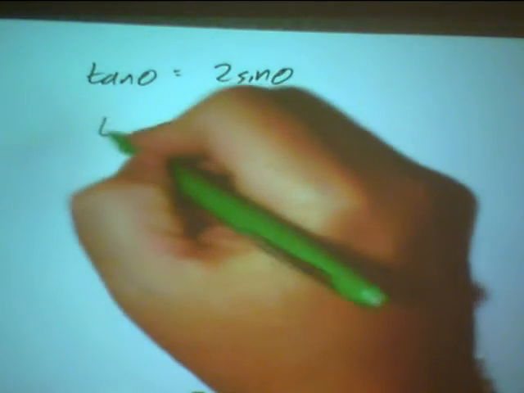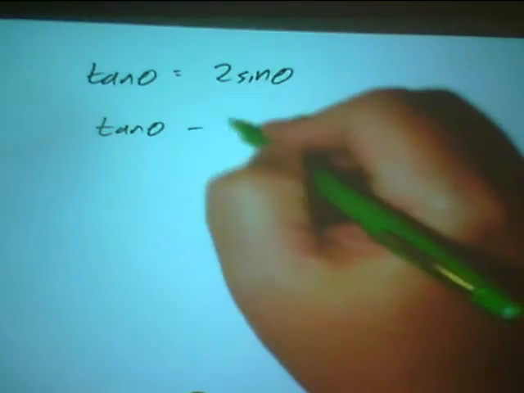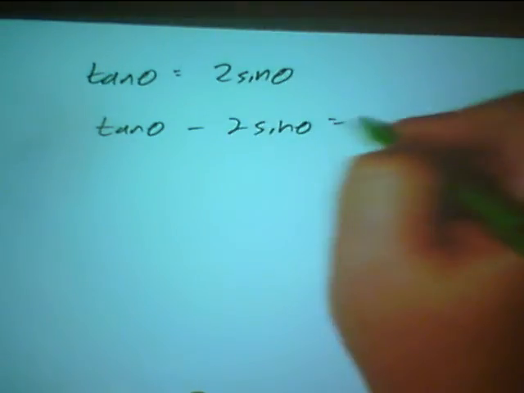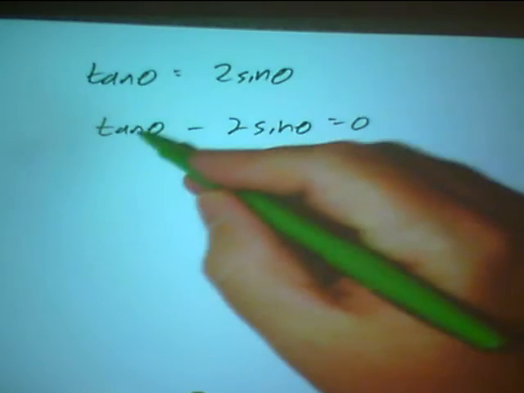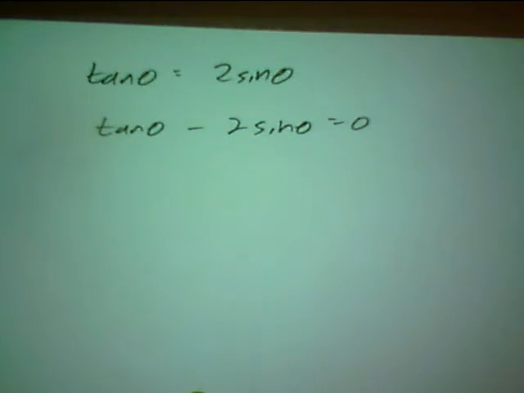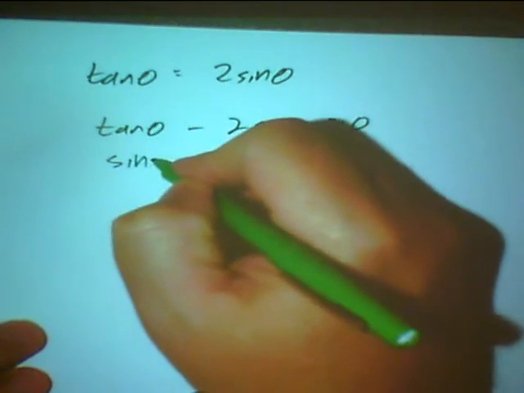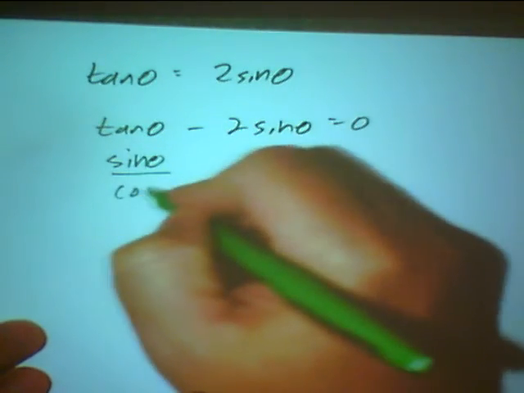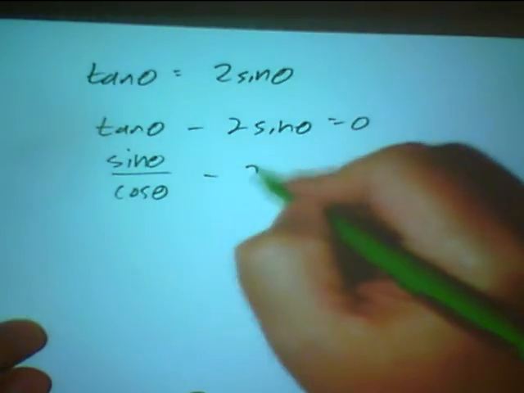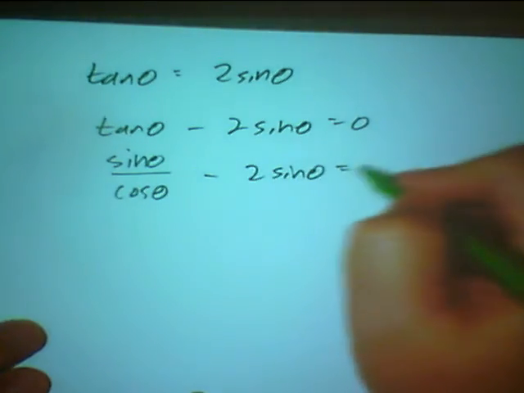Number 21 says tan theta equals 2 sine theta. Once again, two different trig functions. Let's get everything on the left-hand side. Tan theta minus 2 sine theta equals 0. But I know I can rewrite tan theta in terms of sine and cosine. Tan theta is sine theta over cosine theta, minus 2 sine theta equals 0.